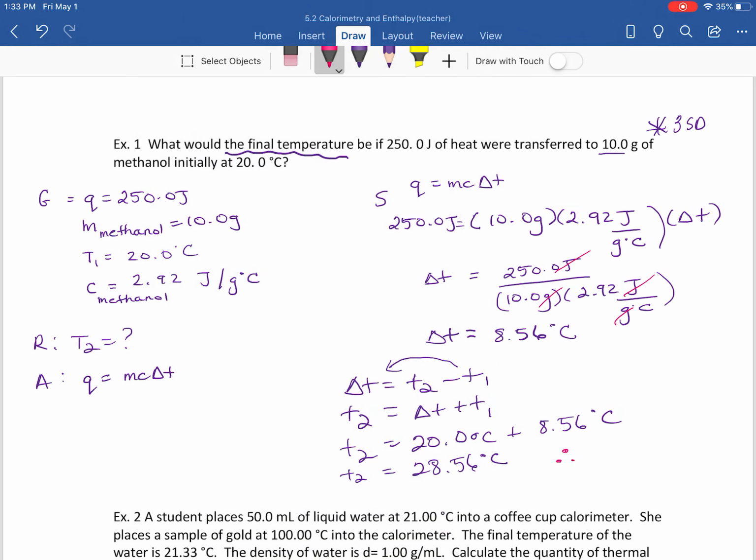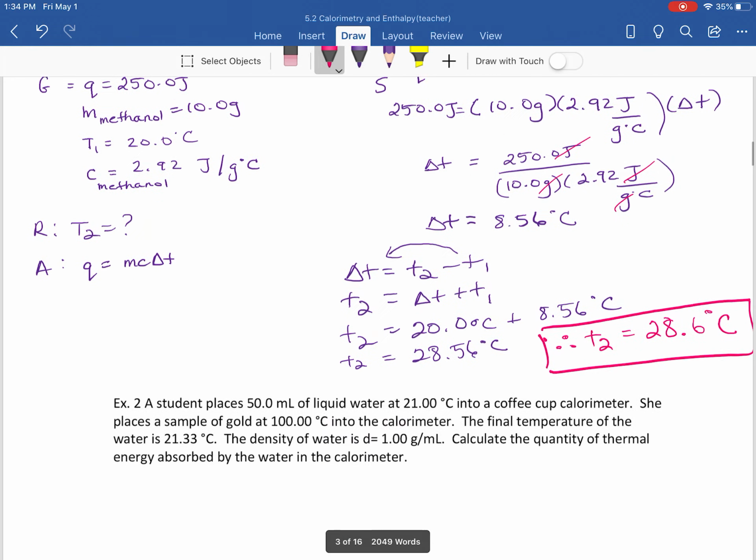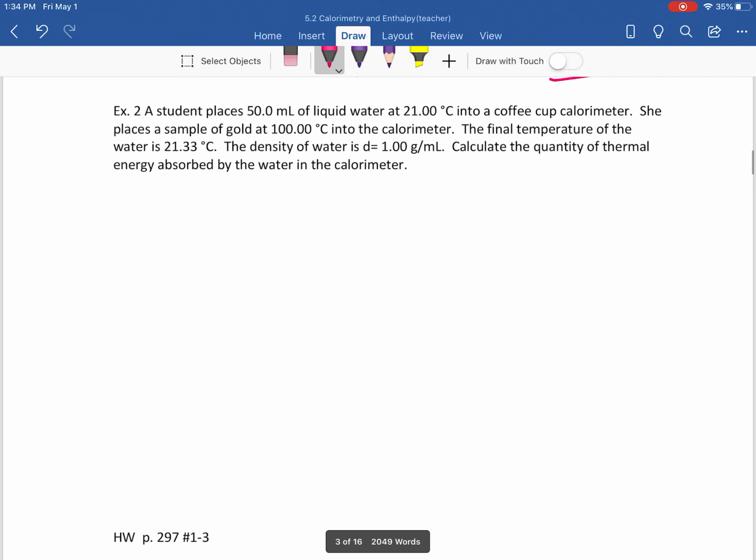I will change my color just because I want to. All right, so therefore, T2 is 28.6 degrees Celsius. Woohoo! That's our final temperature. All right, I'm going to move it on up.